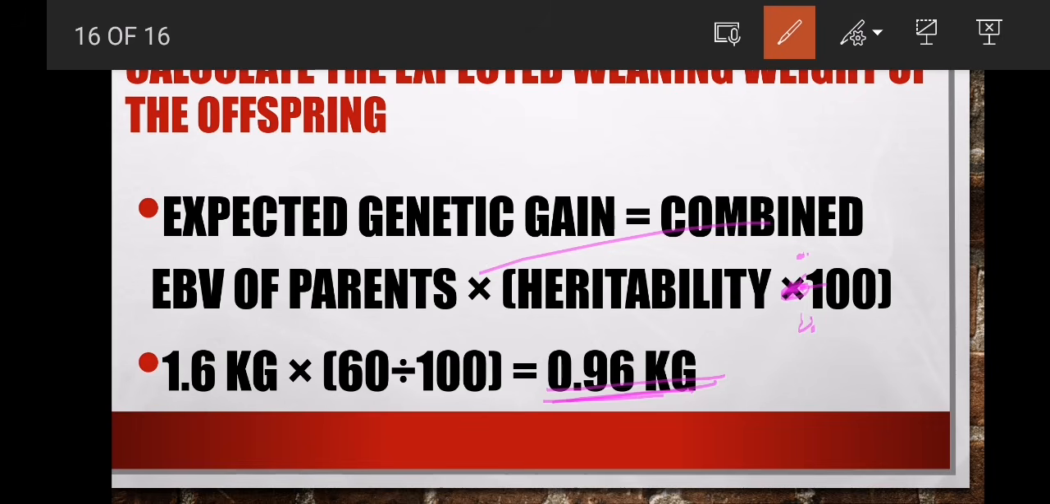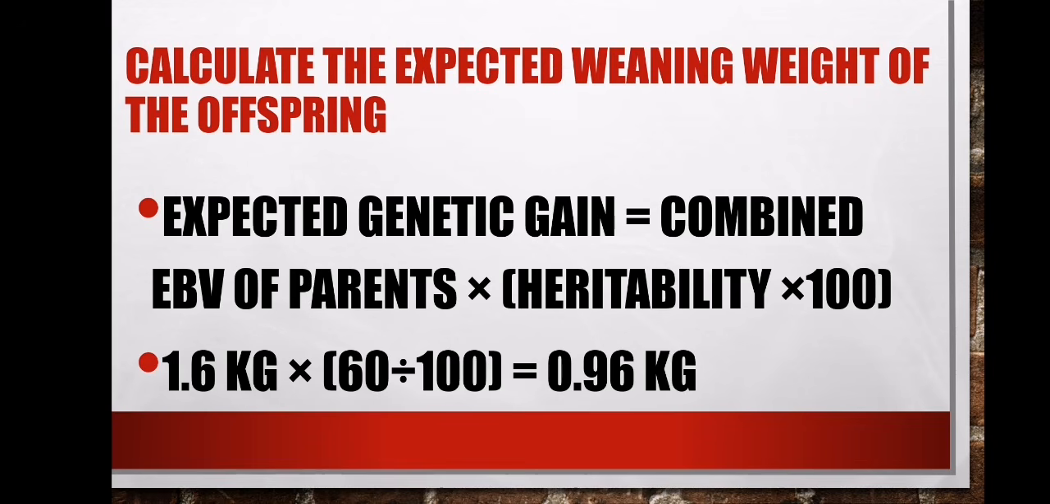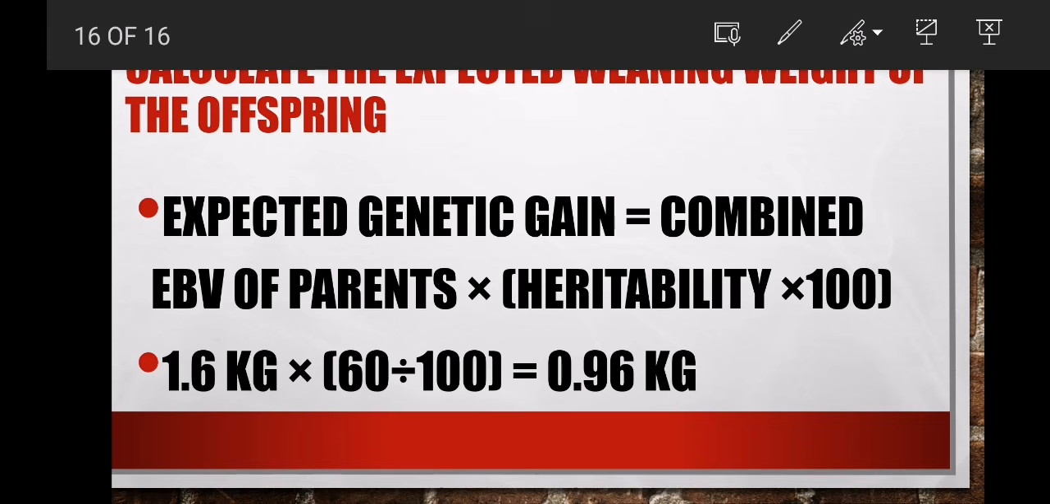So if this is the expected genetic gain of the offspring, you see that these examples are different. Then if they ask what will be the implication, you will say the offspring is expected to be 0.96 kg greater than the average winning weight of the parents. So that's how we can understand it.